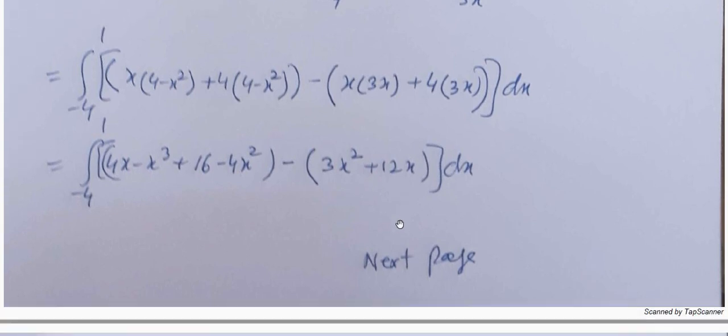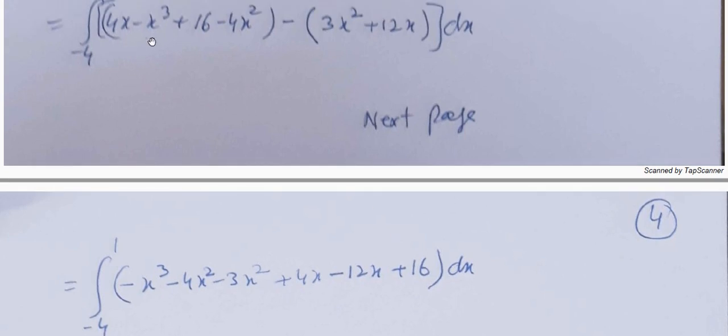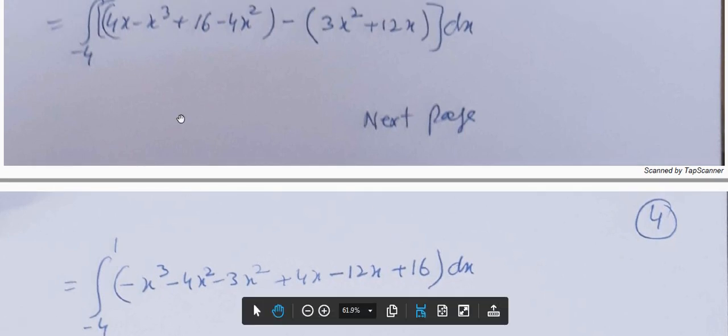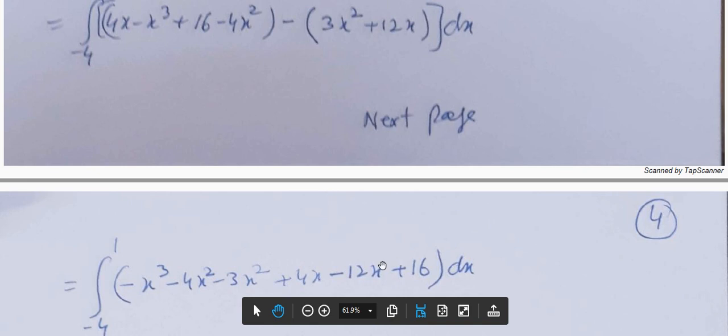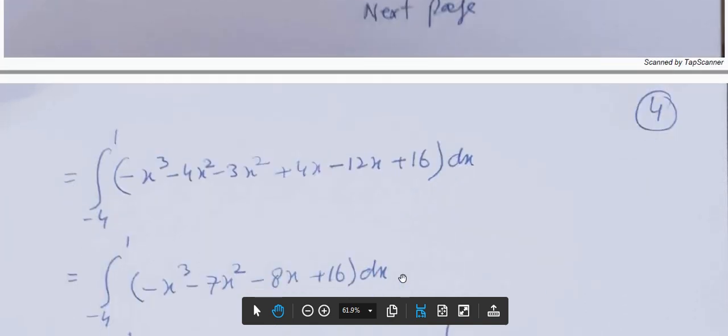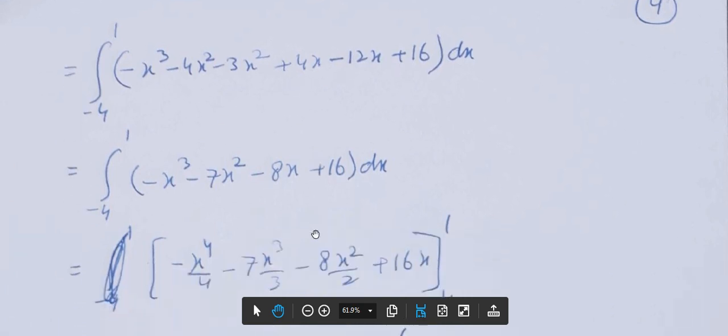Again you can simplify this further. I can rearrange: this will be minus x cubed, then minus 4x squared, and then minus 3x squared, then plus 4x, then minus 12x, and then plus 16. If you simplify this further, it will be minus x to the power 3, minus 7x squared, minus 8x plus 16. You can integrate this, very simple.